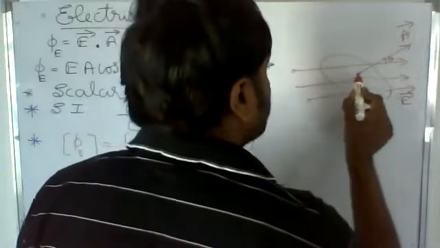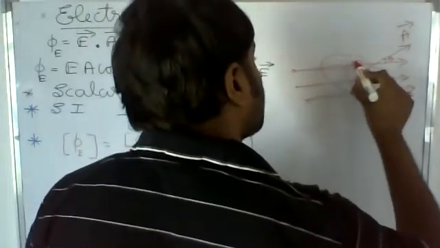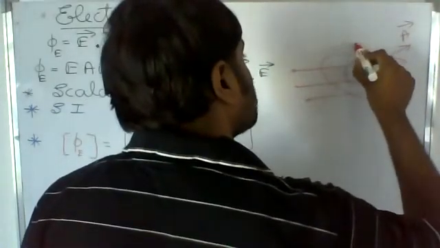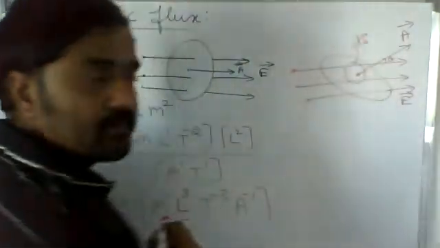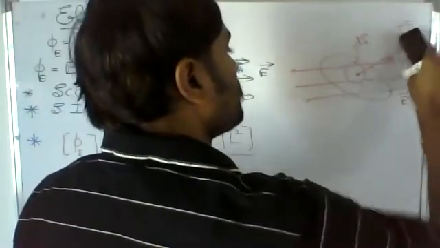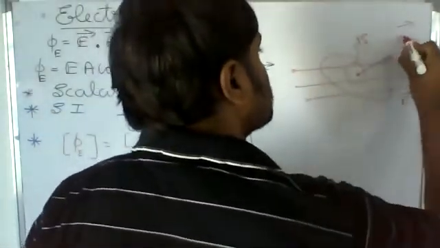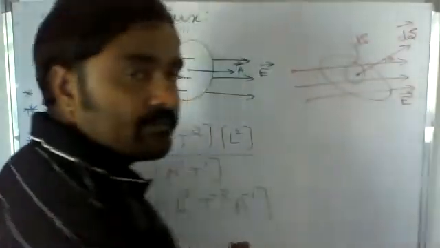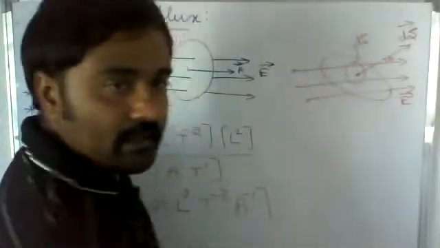Okay, now we can choose a small area. This is ds. What is the direction of ds? This is the direction of ds. This is the ds vector. That is the direction of normal. So this is the direction of electric field.